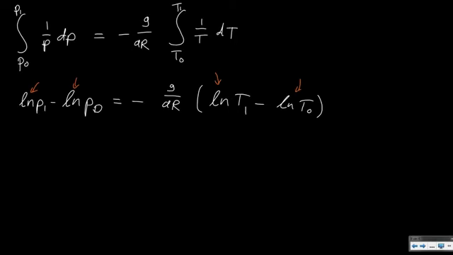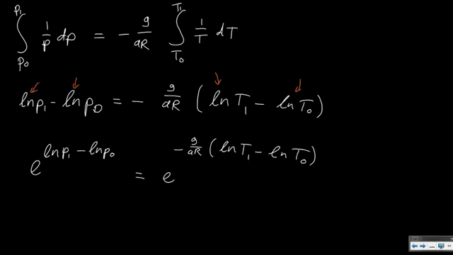In this case, by using e and raising it to the power of this equation. So this means we get e to the power ln p1 minus ln p0 equals e to the power, and then the whole right side of the equation, g divided by AR, minus the logarithms for temperature.